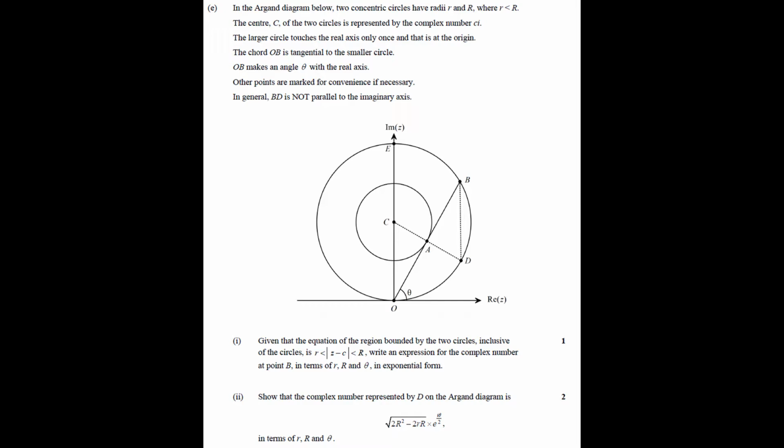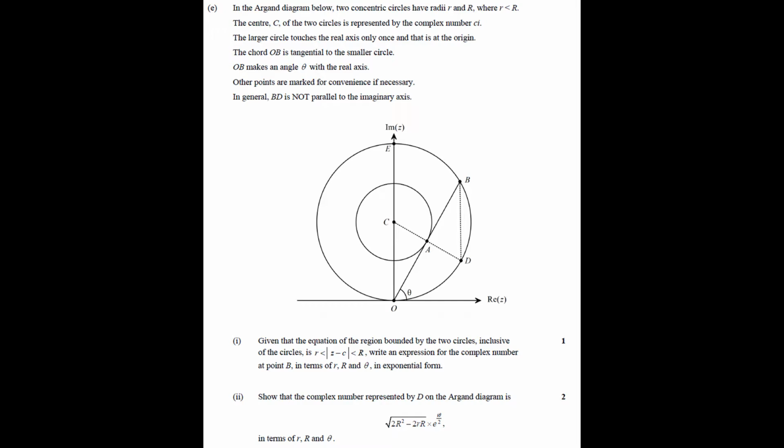Part one says, given that the equation of the region bounded by the two circles, inclusive of the circles, is lowercase r less than the magnitude of z minus c, which is less than uppercase r, we're then asked to write an expression for the complex number at point B in terms of lowercase r, uppercase r, and theta in exponential form.